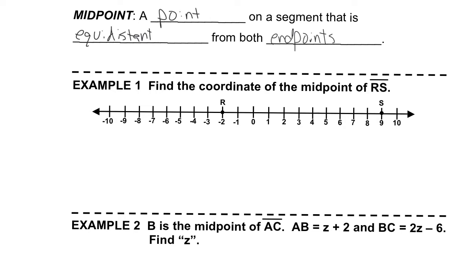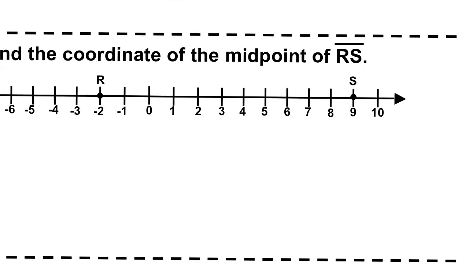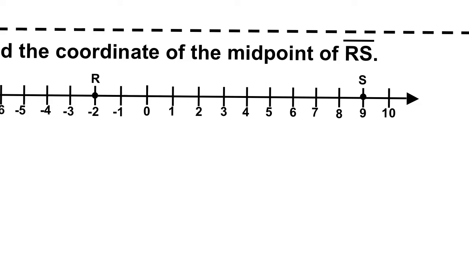So we're going to start off with a few examples of what we did the other day. We're going to use that midpoint formula, which, remember, the midpoint is essentially an average. So here it says find the coordinate of the midpoint of RS. It looks like I have R here at -2, and I've got S here at 9. So I'm going to throw it into my equation.